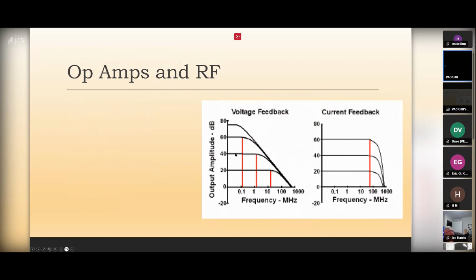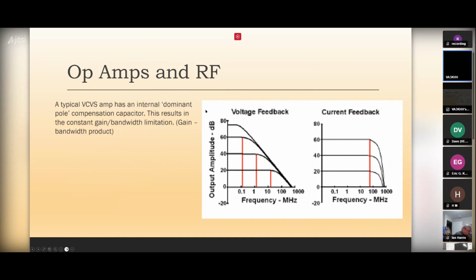And this is a poor copy from one of the articles I had. On a regular op-amp with voltage feedback, you can see this compensation capacitor results in this kind of gain curve, right? If you want to run at 0.1 megahertz, you can get 60 dB. You want to run at 10 megahertz, you can get 20 dB or whatever. Not so much with this amplifier. You want to run 100 megahertz with 60 dB? No problem.